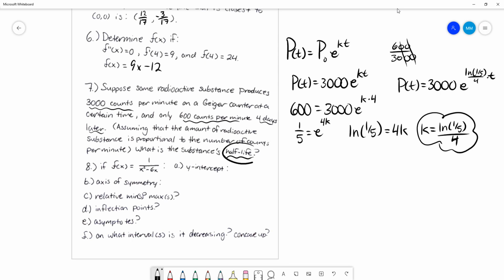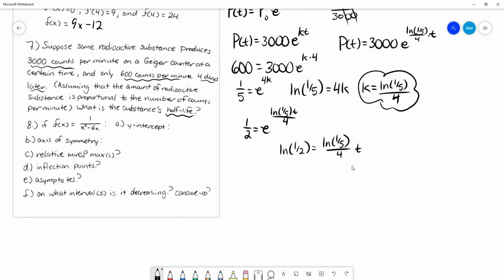So now we're looking for the half-life, so we're looking for what t equals when P of t is half of that original amount. So it's going to be, of course, 1,500 equals 3,000 times this. When I divide off that 3,000, it's going to be 1/2 equals all of this. Now, of course, we're going to take that natural log again. So natural log of 1/2 equals all of that. And now we're just solving for t.